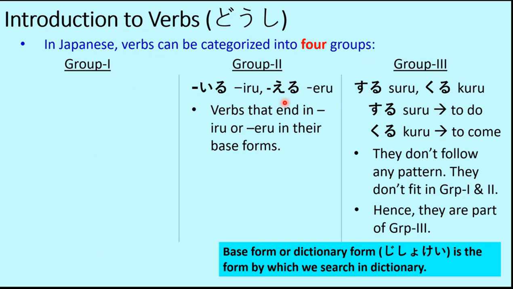Why is it called the dictionary form? Because if we search for a word in a dictionary, we will find this form of the verb there. In Japanese, the dictionary form of the verb is known as Jishokei. Jisho is dictionary, and Jishokei is the dictionary form of the word. So this is called the dictionary form or Jishokei form, which is nothing but the base form or the root form of the verb.